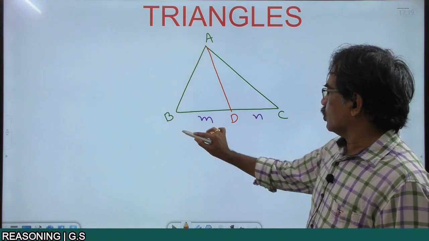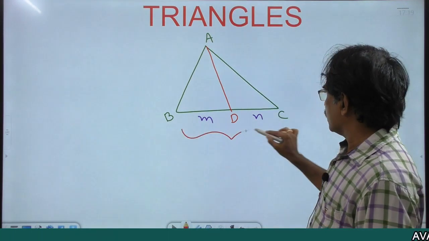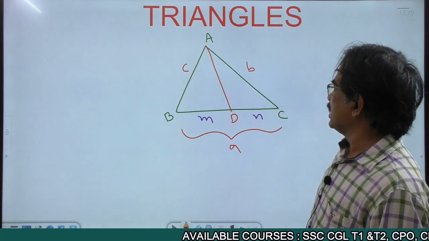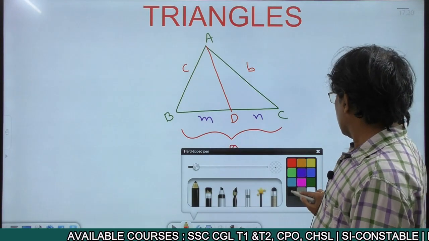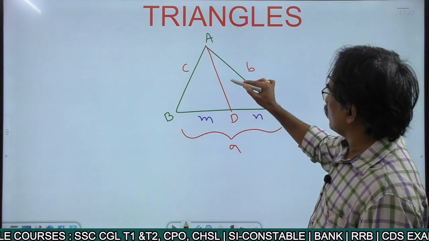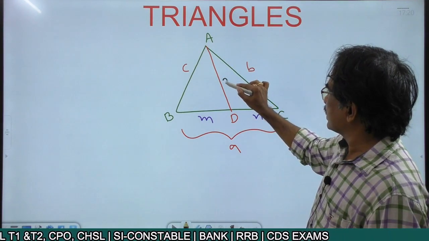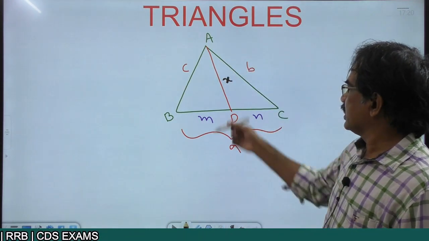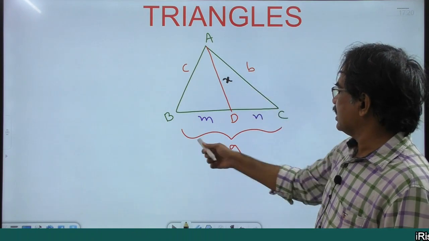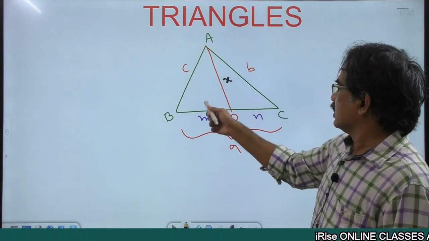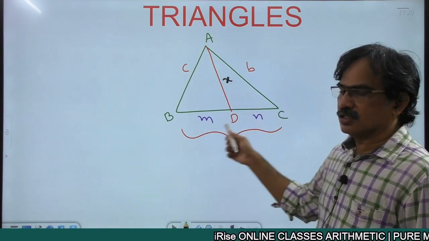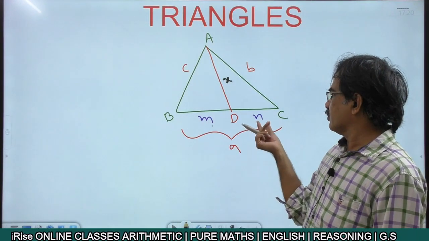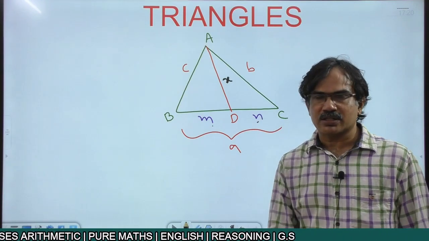And already you know opposite to A is small a, opposite to B is small b, opposite to C is small c. Then what is the value of AD? I want to consider this as x. What is the x value if BC, a, is given and D divides BC into two parts, BD is equal to m, DC is equal to n parts?